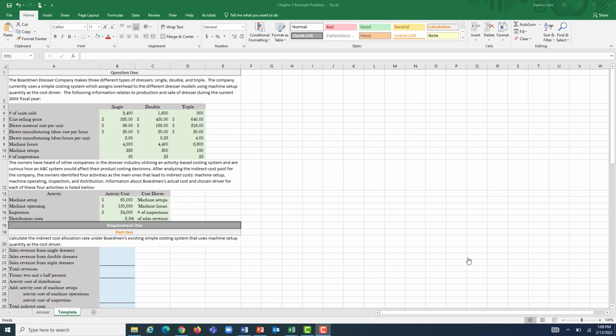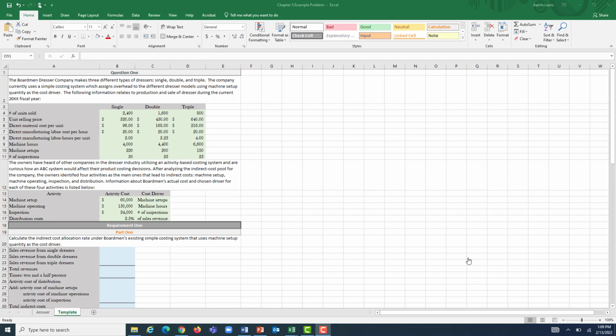They have been thinking, in this case, that they at least want to check the numbers on how the perceived profitability of their three different models changes if they used an ABC system. And under the ABC system, they're proposing, instead of having one giant pool for all costs, they're going to break it down to the four activities they have which contribute the most towards incurring indirect costs, and they are machine setups, machine operations, inspection, and the cost of distribution.